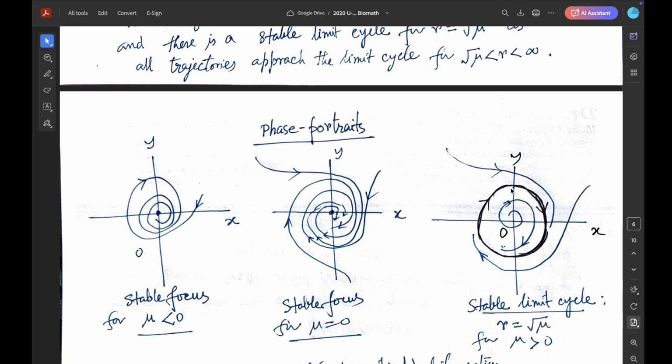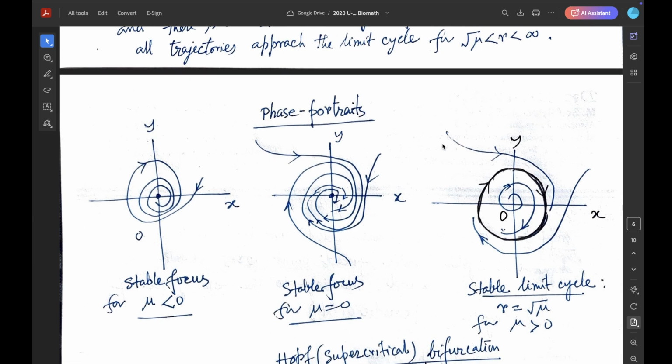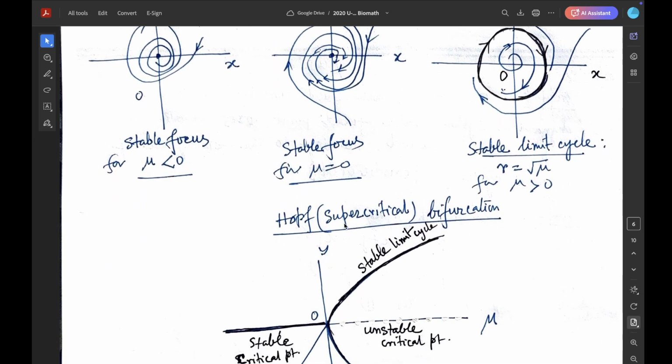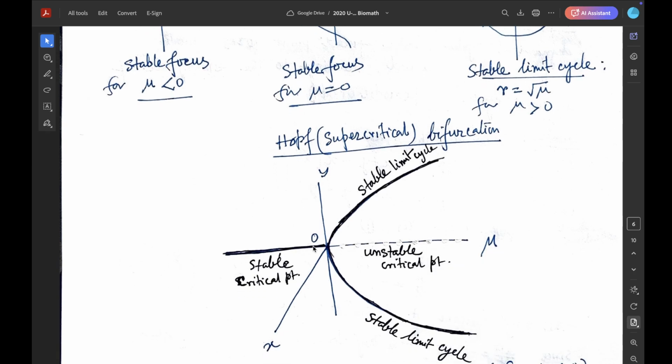This is the limit cycle, and this is the origin critical point. The trajectories approach towards this limit cycle. So this is the origin critical point, the origin unstable steady state, and from outside all trajectories approach this limit cycle. So actually this limit cycle is a stable limit cycle, and this is the Hopf bifurcation. This is the mu axis, this is the y axis, vertical axis, and this is the x axis.